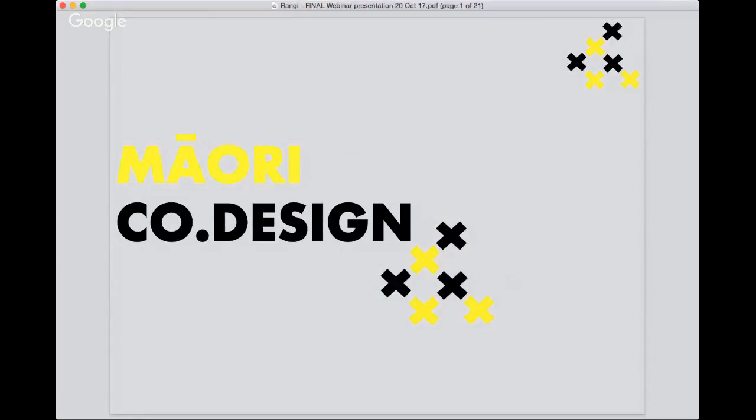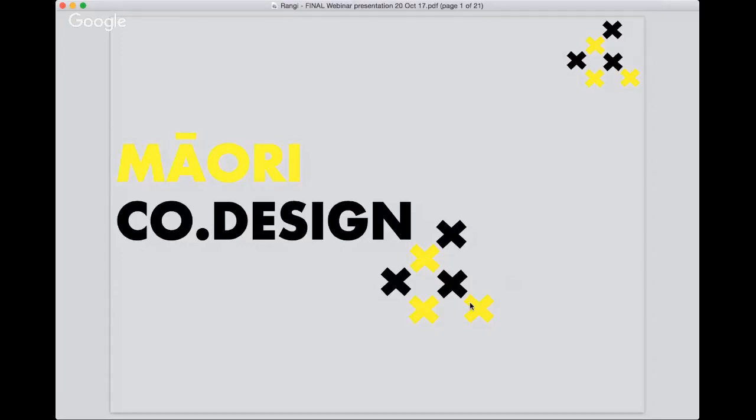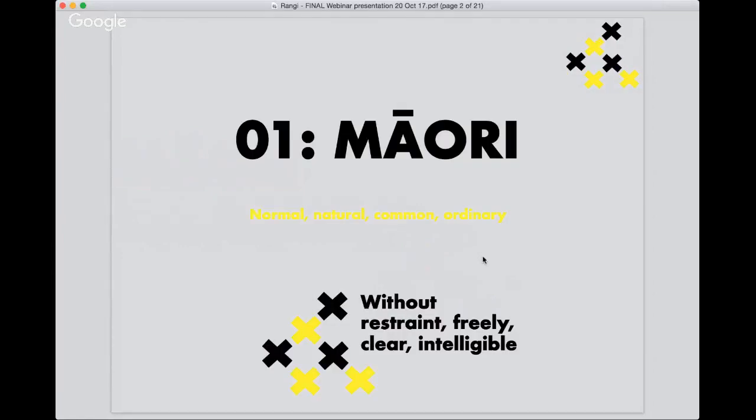When we look at the word Māori, to deconstruct it and understand the whakapapa, or the place this word comes from, it actually means normal or natural, common or ordinary. But when you scratch the surface of that, it also means without restraint, free, clear, or intelligible. So when we look at Māori development, it's about understanding that we create space for our people to be without restraint, to be free and able to articulate themselves in a clear and intelligible way.